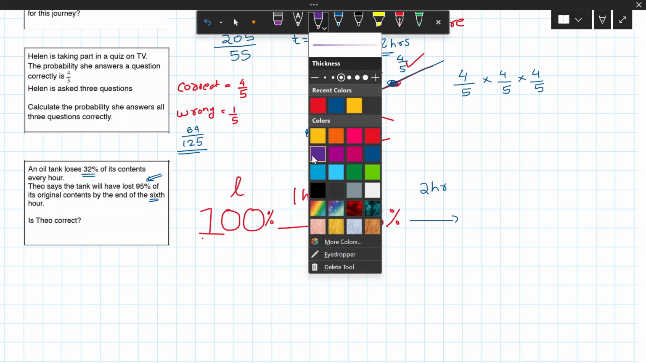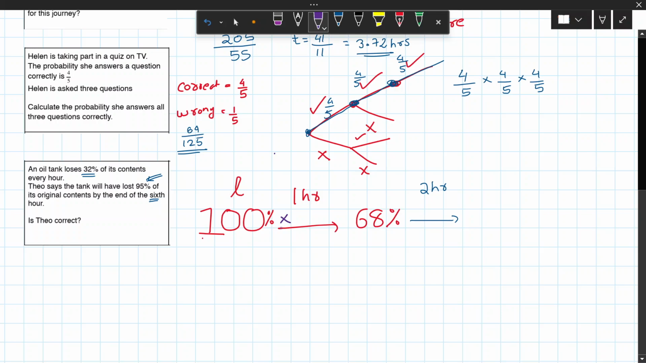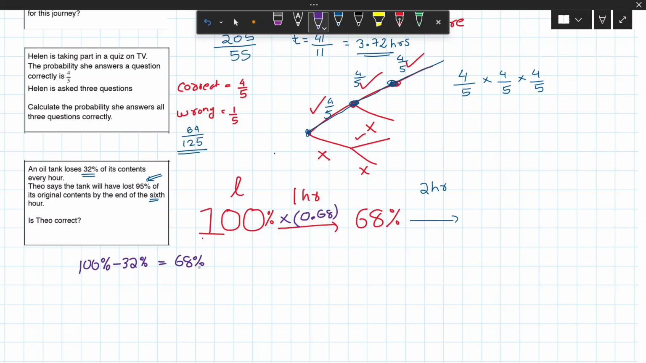the better way of doing this is, we are losing 32%, which means we should be timesing this by 0.68. Where did I get that from? Well, I know that each time I am losing 32%. So if I have 100%, I am losing 32%, which means as every hour passes by, whatever is the quantity that I have, I now have only 68% of whatever is remaining with me. I hope that makes sense.